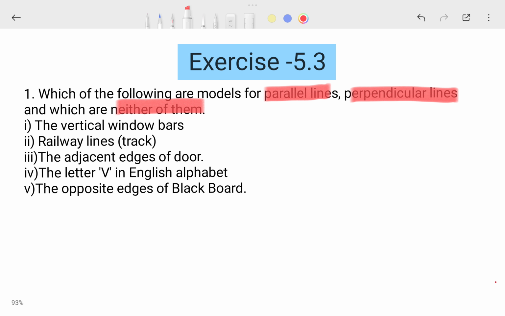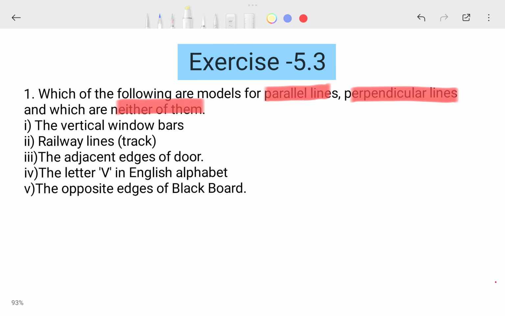In this question, first, second, third, fourth and fifth, we have to find the parallel lines and the perpendicular lines. If it is not parallel and not perpendicular, then we have to write neither of them. If it is parallel, write parallel. If it is not parallel, write perpendicular. Right, so let's start with the first question.